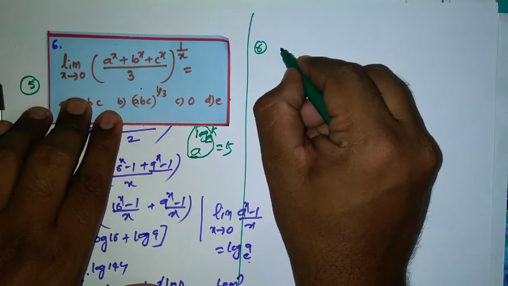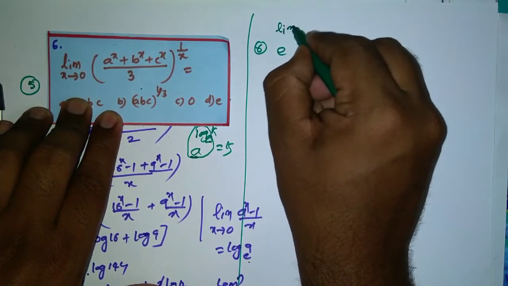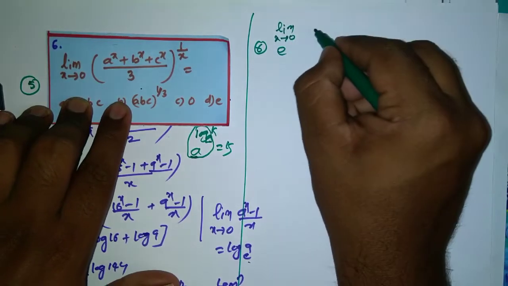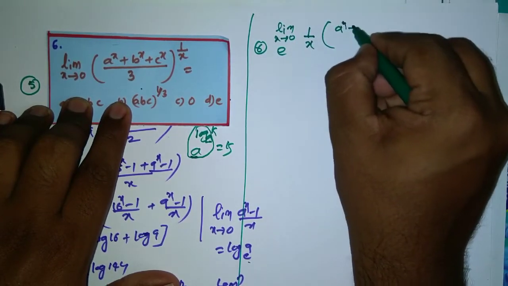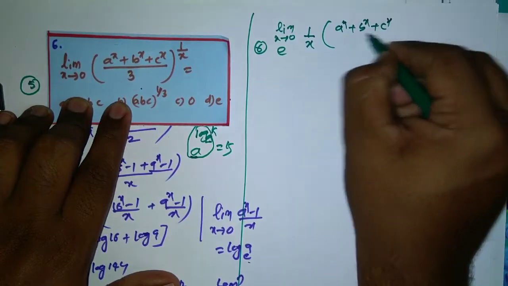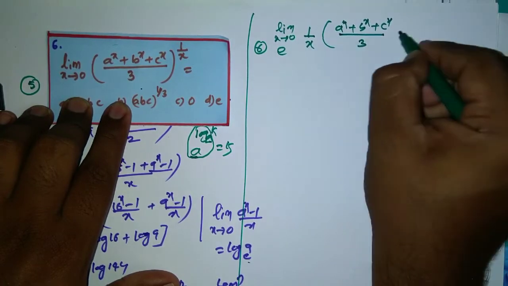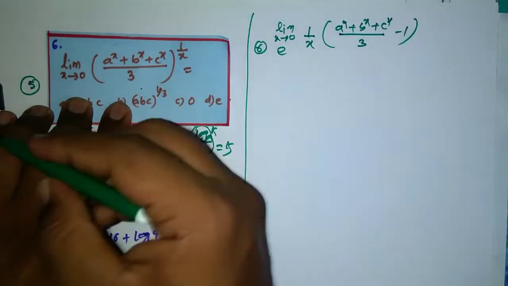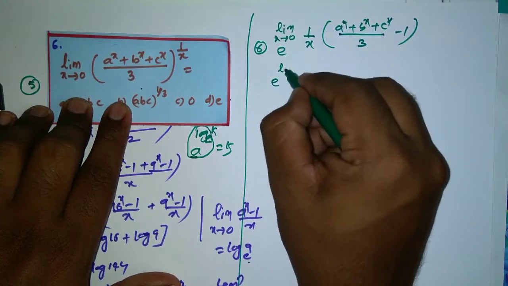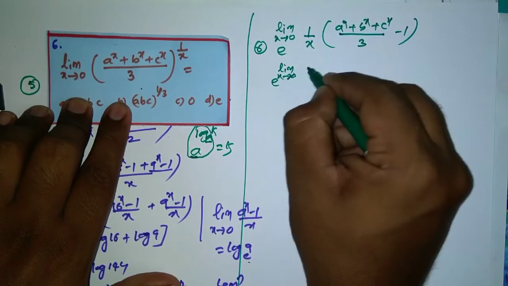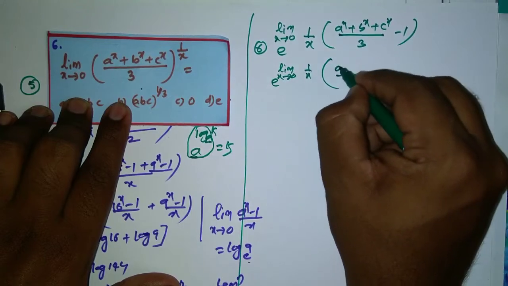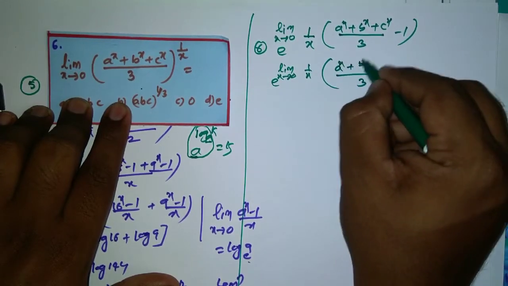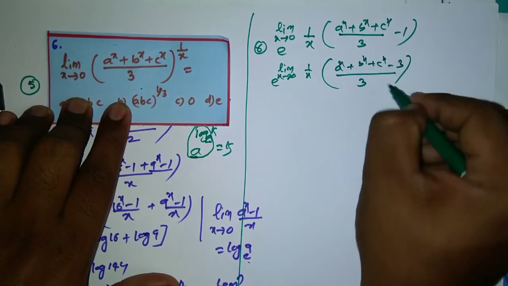Apply the property here. e raised to limit x tends to 0. So the power part 1 by x, (a raised to x plus b raised to x plus c raised to x whole upon 3) minus 1. Same process as we applied in question number 5 here. Same way, limit x tends to 0, 1 by x here. So here the LCM part is 3. So once again what here? a raised to x plus b raised to x plus c raised to x minus 3.